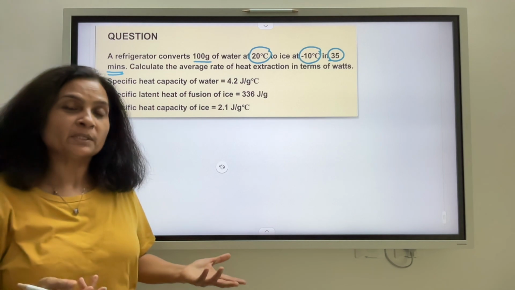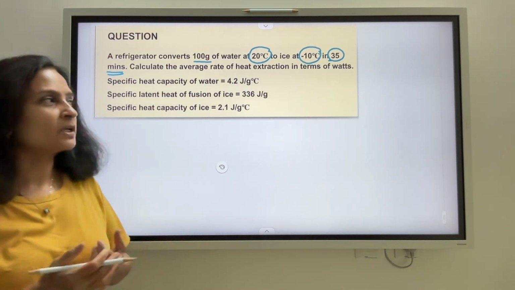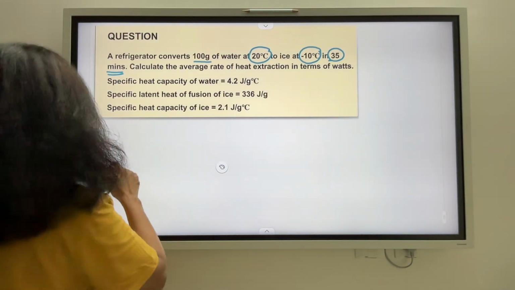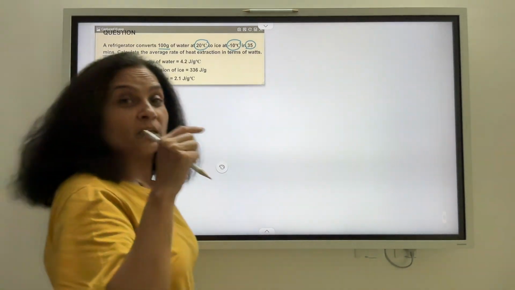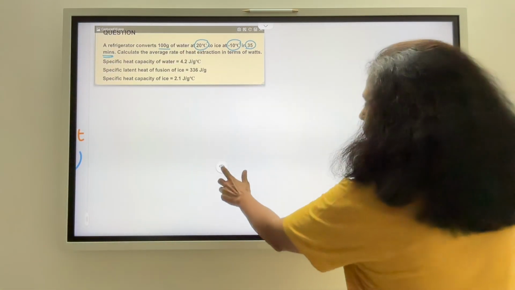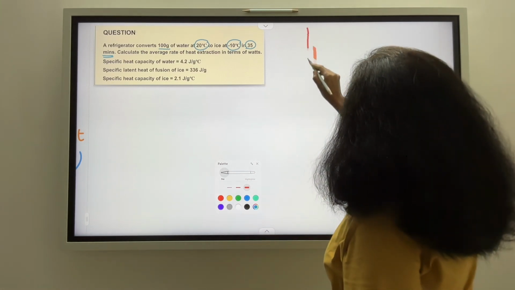करने का कहने का मतलब पावर कैलकुलेट करनी है. वॉट होता है पावर का यूनिट. सो दिस इज व्हाट वी हैव टू डू. सो लेट अस बिगिन by drawing how our graph would look like. So that will give us a better understanding.